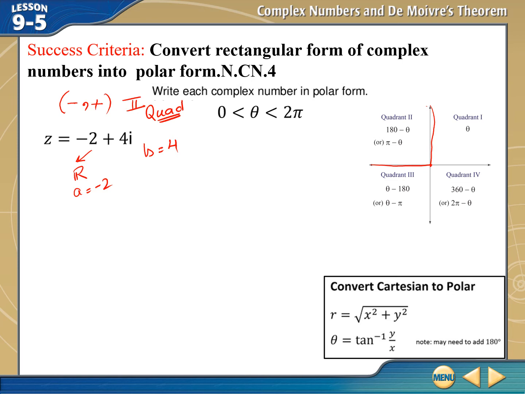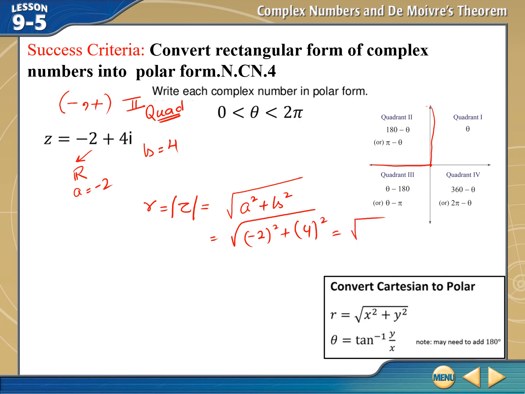First of all, find the R, which is actually the modulus of Z, or the absolute value of Z. Make it square root of A square plus B square. Substitute A and B, that is, write down -2 whole square plus your B, 4, whole square. So here you will have 4 plus 16, that is square root of 20, which gives you 2 square root of 5.